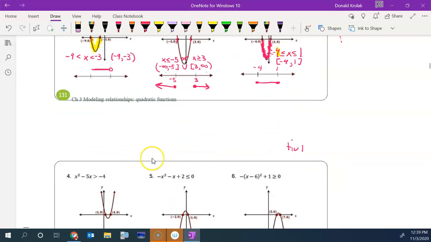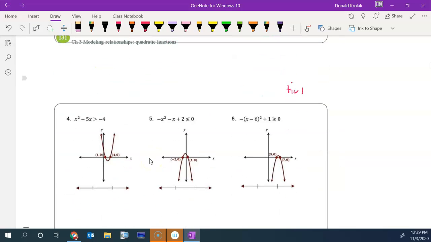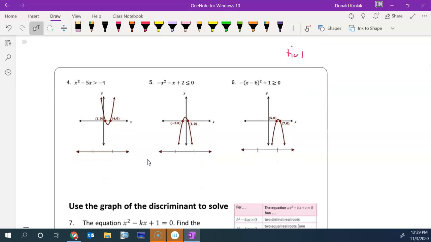So go to greater right here. Okay, go to number 4 on the second page. So what I'm going to do is, this has got a greater than symbol in it. First thing I'm going to do is move the 4 to the other side so that this thing has a 0. So I'm going to add 4 to both sides. Greater than 0.